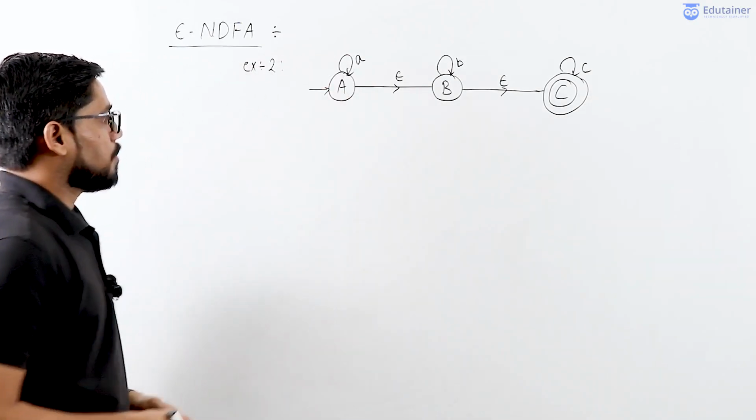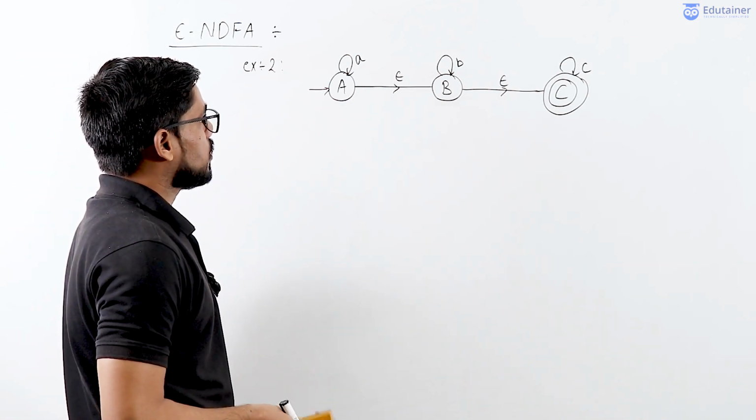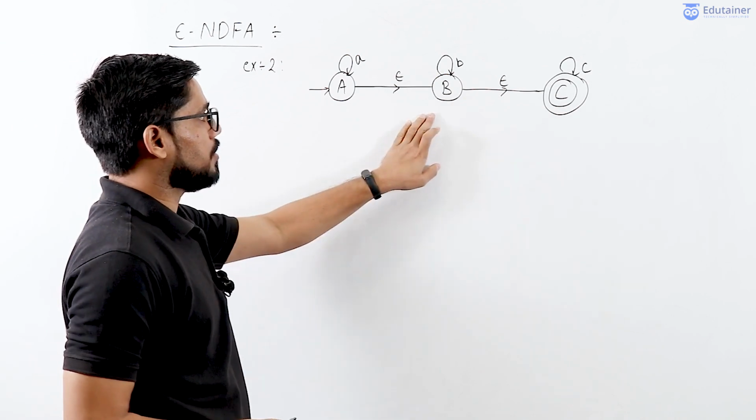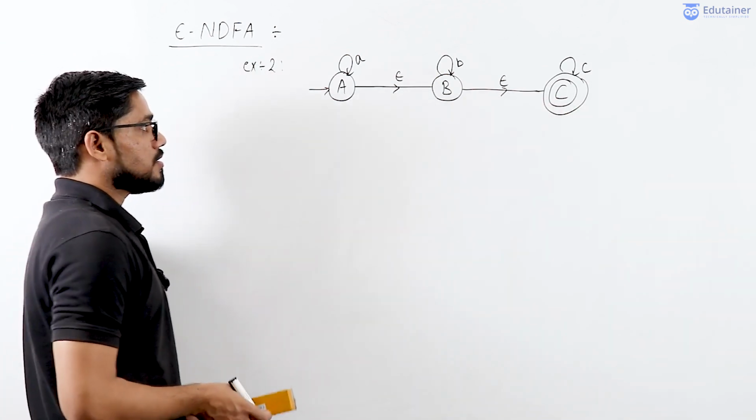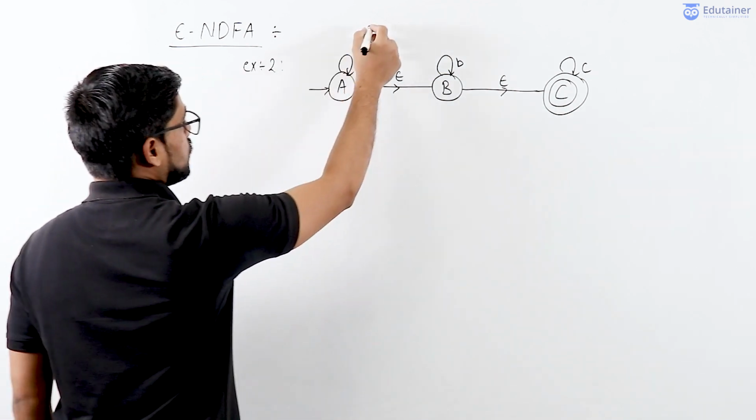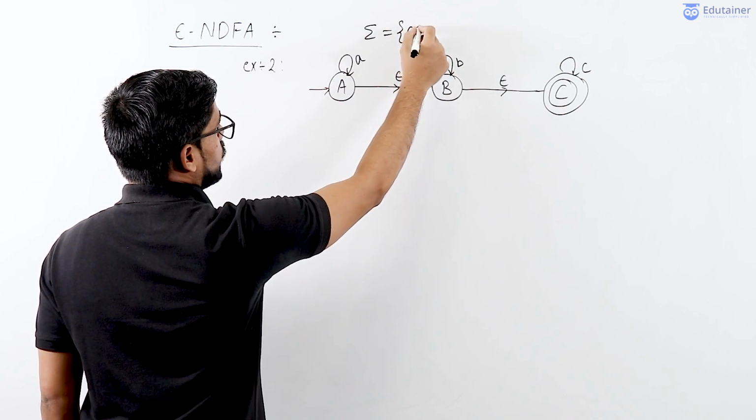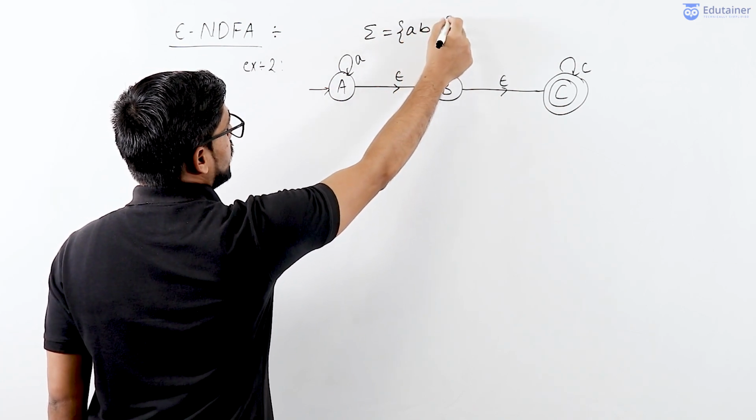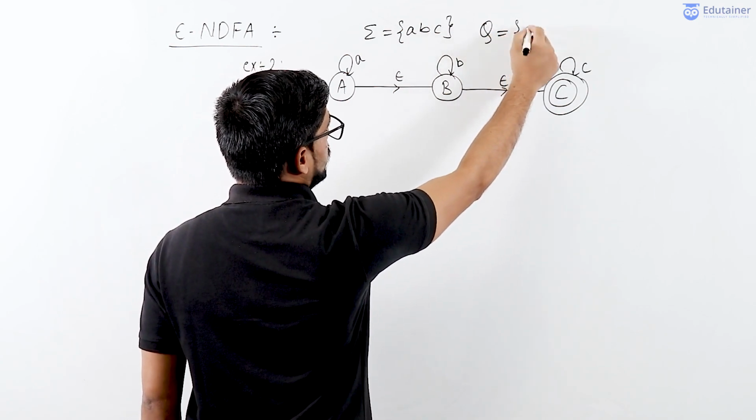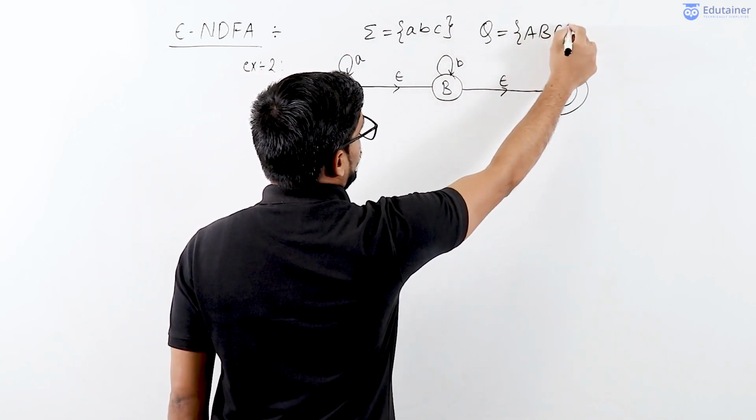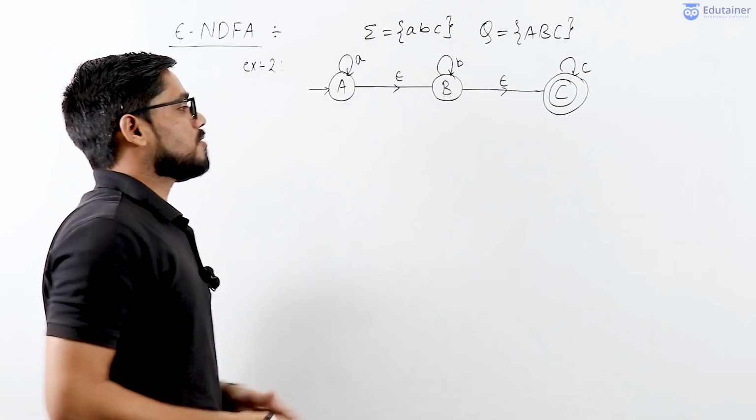So consider this example 2. In this example, we have total 3 states, capital A, capital B and capital C. And the input alphabet is a, b, c. So here you have to be careful. Input alphabet is small a, small b and small c. And the capital Q, which is the finite set of states, is capital A, capital B and capital C. Okay. And the epsilon moves are also given here.